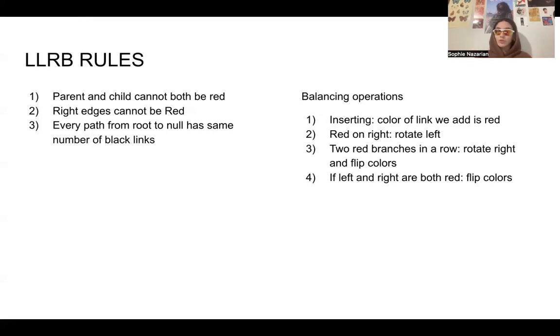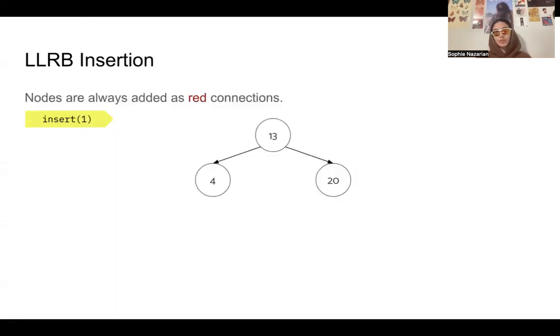If a red node is on the right-hand side, you just want to rotate that node left. If the parent and child are both red, or if 2 red branches are in a row, you want to rotate them right and flip the colors. And if both children are red, then you want to flip colors. So let's put all these rules and balancing operations into practice.